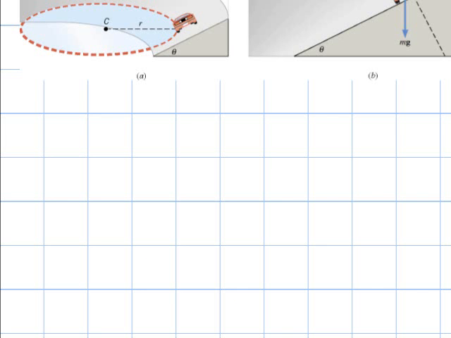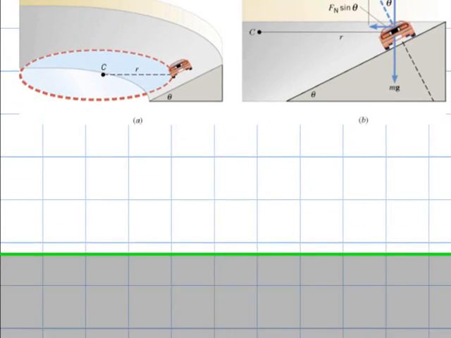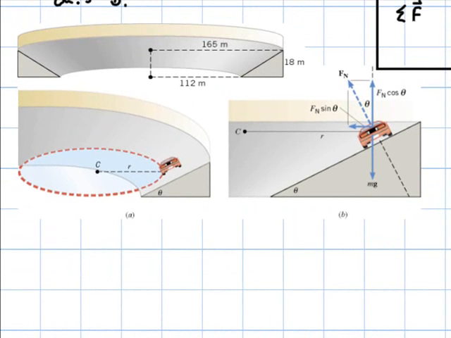Here it says, on a banked racetrack, the small circular path on which cars can move has a radius of 112 meters, while the largest has a radius of 165 meters. The drawing illustrates the height of the outer wall is 18 meters. Find A, the smallest, and B, the largest speed at which cars can move on this track without relying on friction.